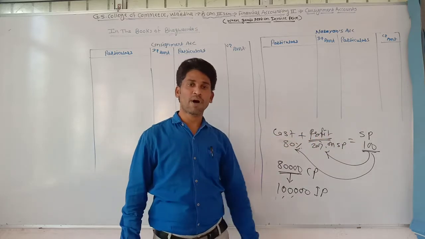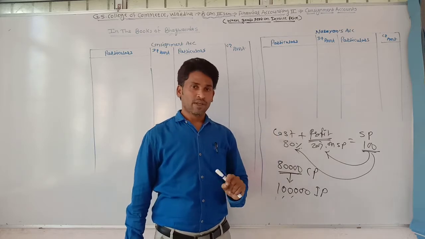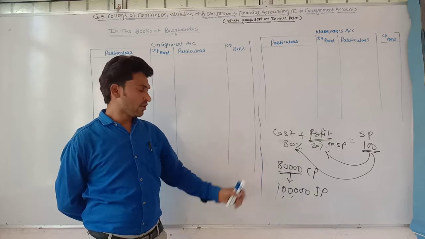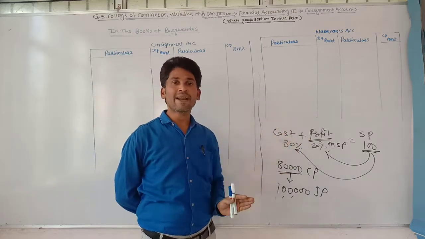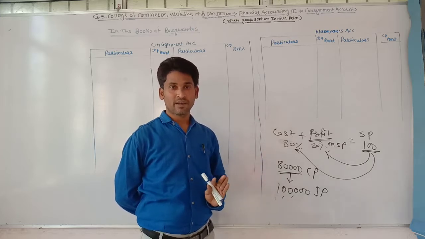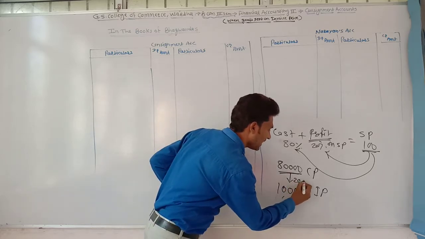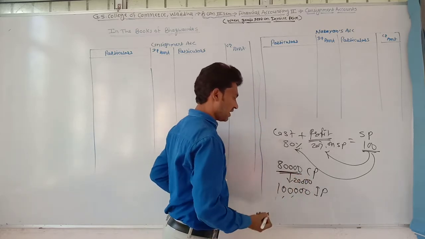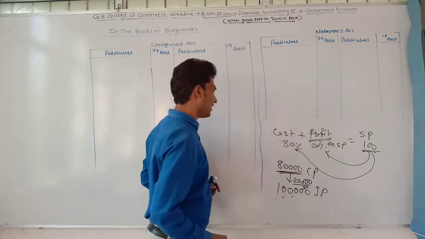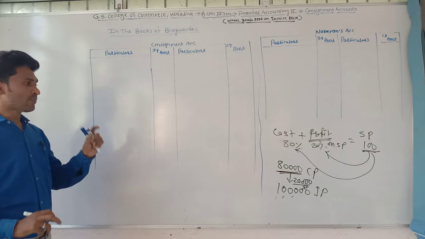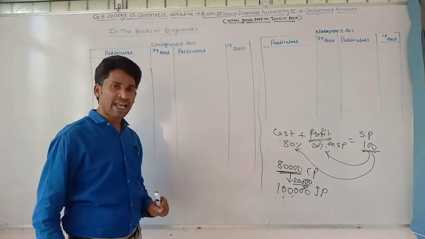At that time you can use the formula for calculating the profit. They have given the cost price, so you can use the formula: cost price into rate divided by 100 minus rate. There the profit is rupees 20,000, cost price rupees 80,000, and invoice price rupees 1 lakh. The cost price of these goods is rupees 80,000 and the invoice price is rupees 1 lakh.